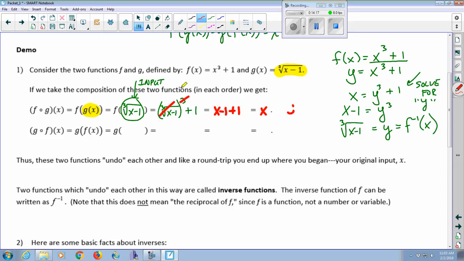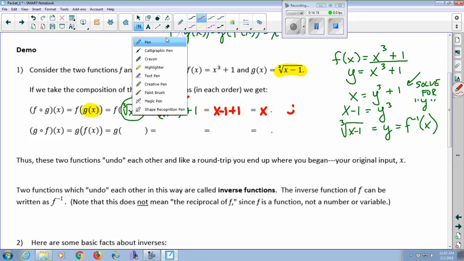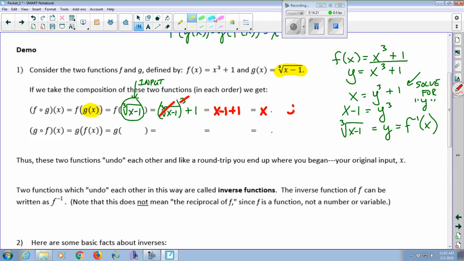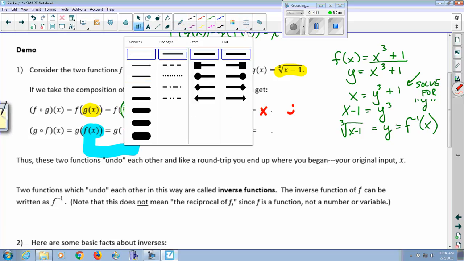So now what's going into our g function? What's going into our g function is f of x. So now your input is f of x. So f of x is x cubed plus 1. Okay, x cubed plus 1.